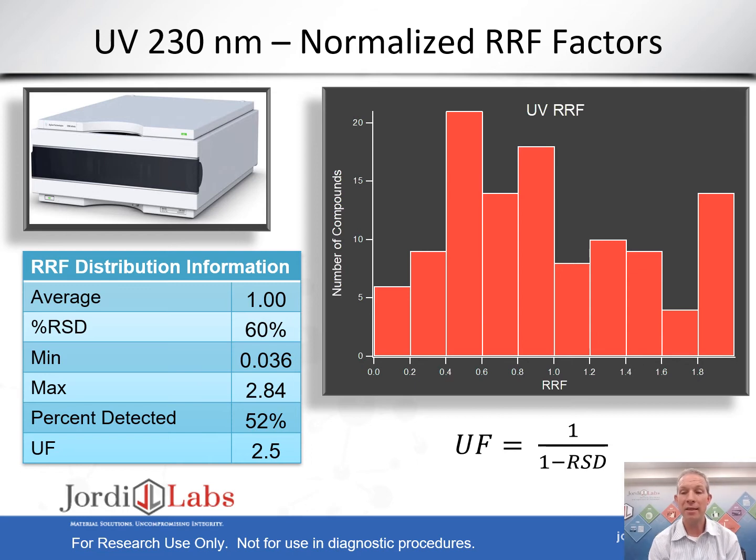We can see that the distribution for the UV detector at 230 nanometers is more Gaussian than what we saw for the LCMS. And if we calculate the percent RSD of this distribution, we see that it's only 60%, which means that we can calculate a protective UF at 2.5. So a much more reasonable UF than what was required for the LCMS detectors.